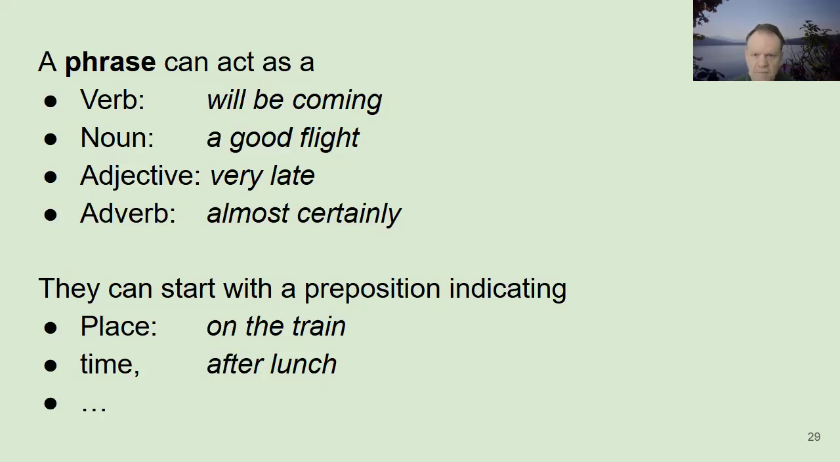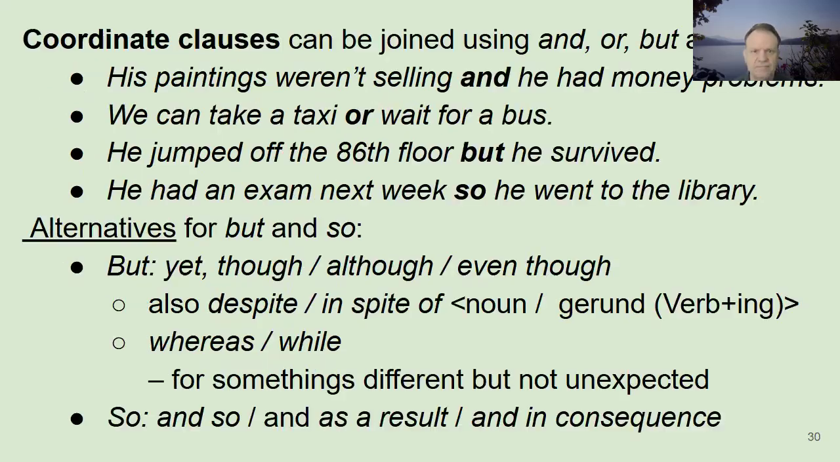Phrases can start with a preposition which indicates place, like on the train, or time, like after lunch, or other things. Coordinate clauses can be joined using and, or, but, and so. For example, don't worry, I will probably translate this, I promise. I will translate these slides into Korean, in case you have trouble.